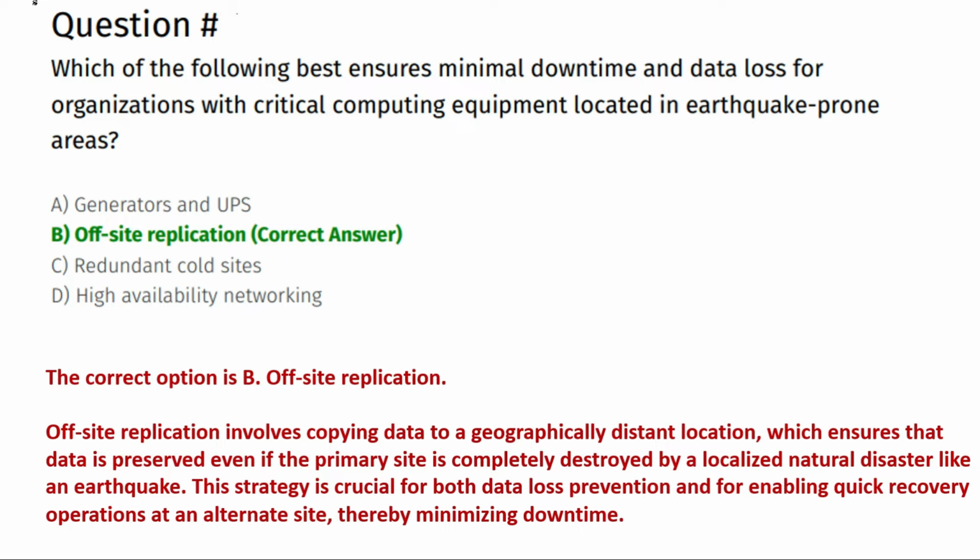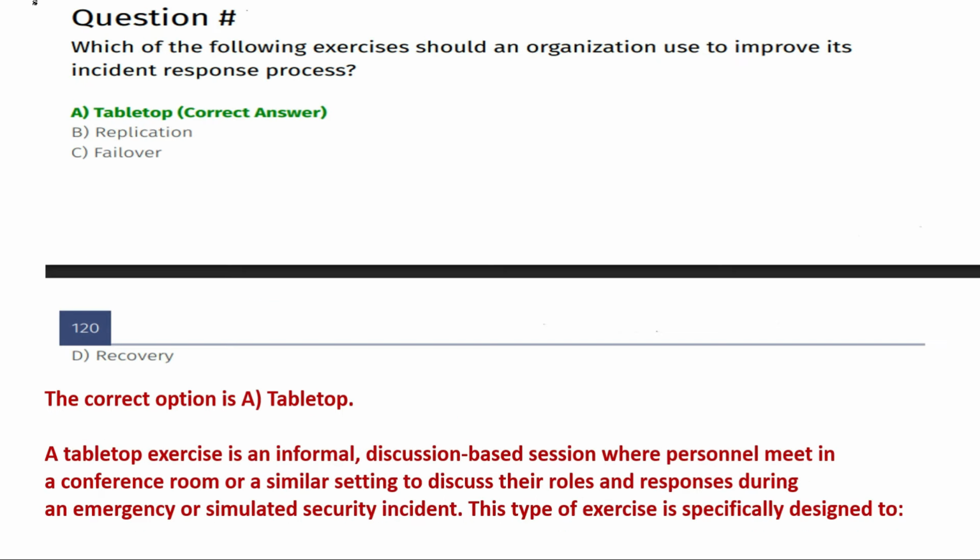Offsite replication involves copying data to a geographically distant location, which ensures that data is preserved even if the primary site is completely destroyed by a localized natural disaster like an earthquake. This strategy is crucial for both data loss prevention and for enabling quick recovery operations at an alternate site, thereby minimizing downtime. So that's why the correct answer for this question is option B, offsite replication. So let's move to the next question.